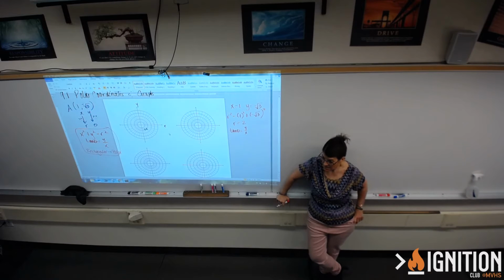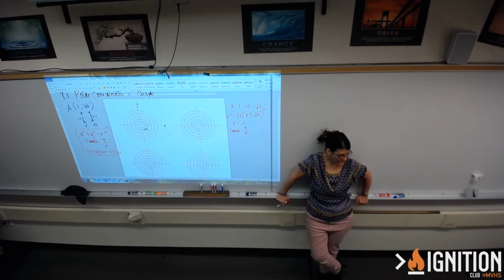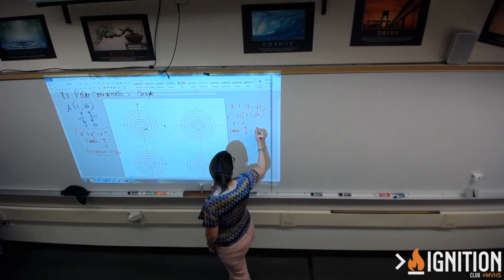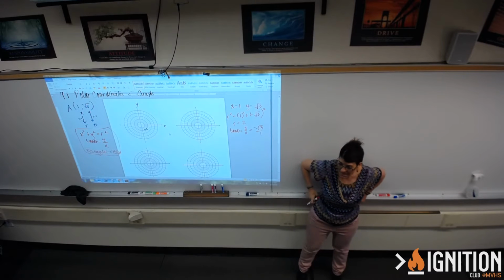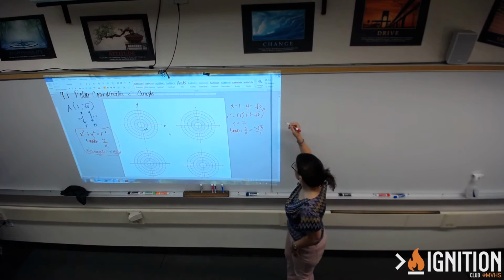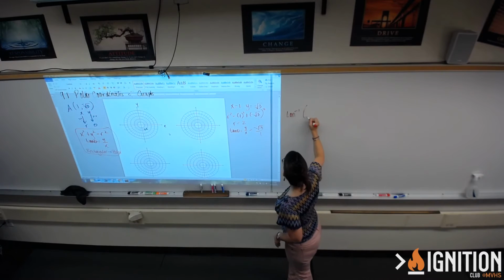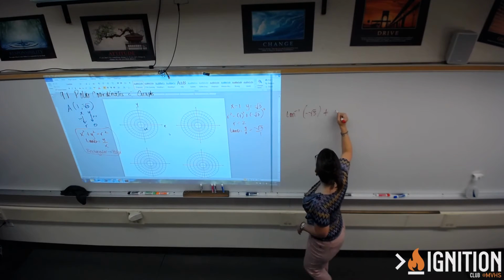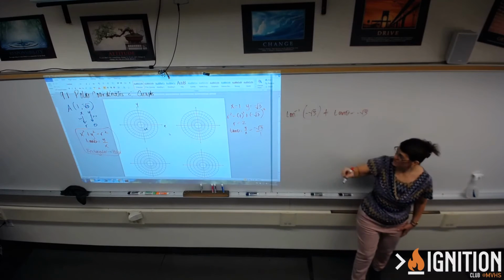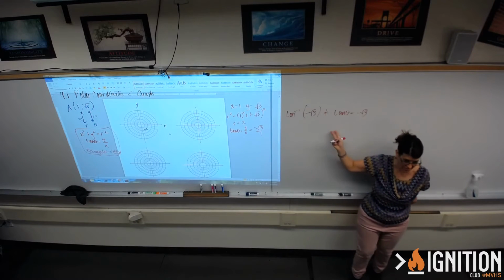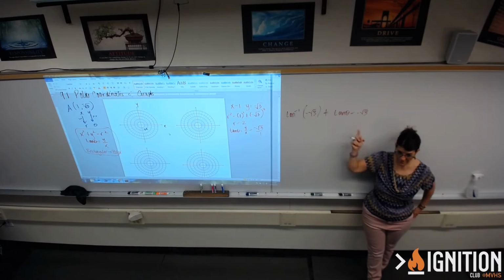Jason says negative pi over 3. Or it could be 2 pi over 3. y is negative root 3. Negative pi over 3? No. This is not an inverse function. I'm not asking you to solve the inverse tangent of negative root 3. This is not the same thing as telling you the tangent equals negative root 3. These are different. This involves the domain and range of an inverse tangent function. This does not. Okay? You see the difference?